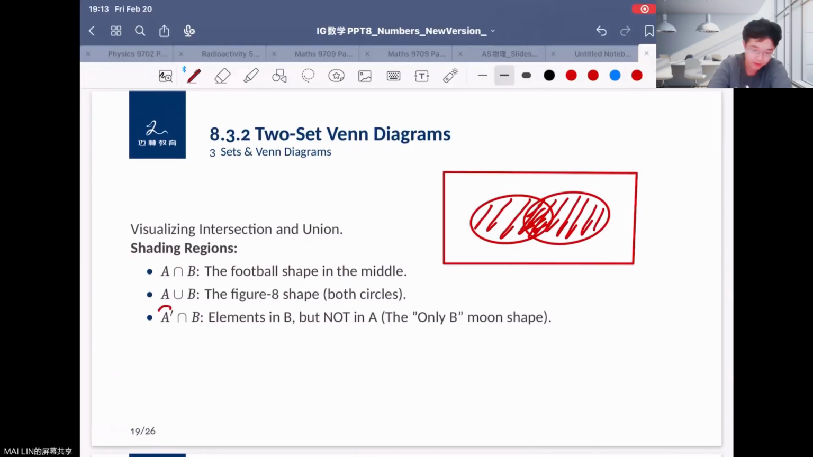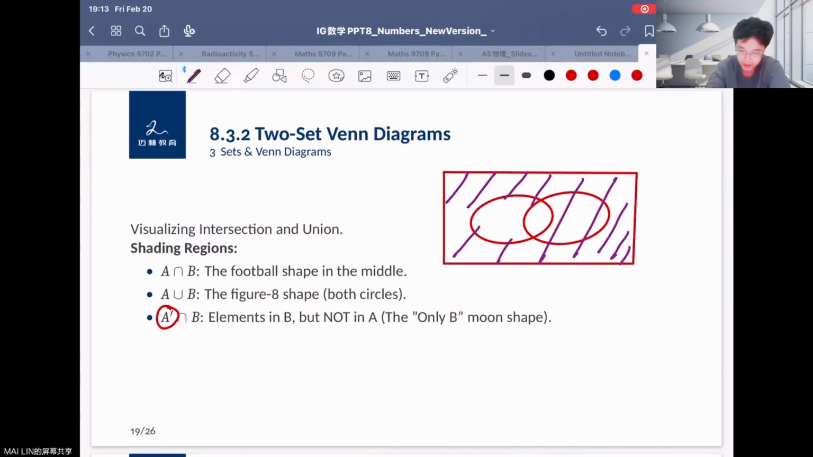So here we can find the complement of A and B, right? The complement of A and B means like this way. So first you can find the purple shaded area, which means the complement of A, right? And for the B, you can use a blue line like here, okay? The blue shaded area means the B.